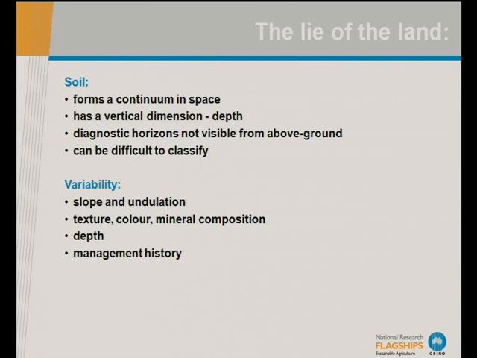So just to start off with what we're dealing with, we know that soil forms a continuum in space. It's not a defined unit. We know that it has vertical dimension, so we need to consider depth. We know that there are diagnostic horizons that are not visible from above ground. And we know that soil can be difficult to classify. We know that we're dealing with a variable landscape in terms of soil type and landscape features such as slope and undulation. We know that it changes in terms of texture and colour and mineral composition. And management history, of course, has a fair bit of a large impact on soil carbon and on variability.